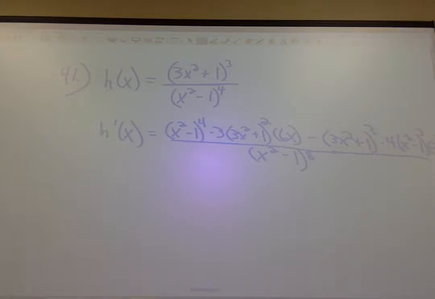Okay. Don't get too caught up on the simplifying. As long as you understand what I just did there, and you know both the quotient and the chain, I'm good. So, okay? Any other questions before we move on?